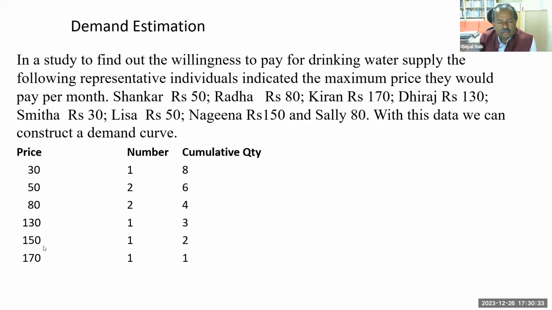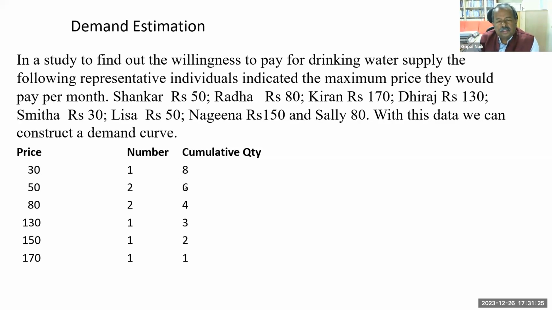Now, if we think about it, if you charge 170 rupees as price, there is only one person who is going to buy it. If you charge 150 rupees, then two will buy it, because the 170 person will also buy it. Similarly, at 130, one more person will be buying, so three will buy. At 80 rupees, all these people will be buying. There are four people who will be buying this. Sorry, this should be five. And at 50, there will be seven, and at 30, eight people are ready to buy.